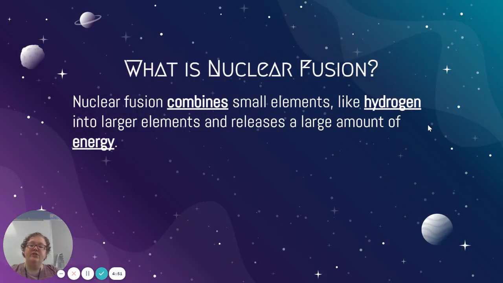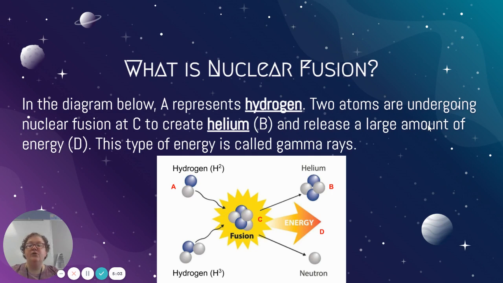So the process of nuclear fusion combines small elements like hydrogen into larger elements. And as it combines those elements, it's going to release a large amount of energy. So below you can see a diagram of this process.